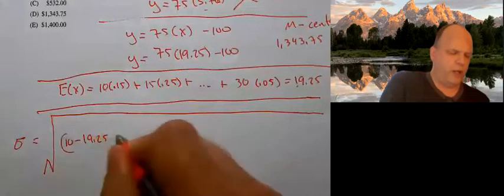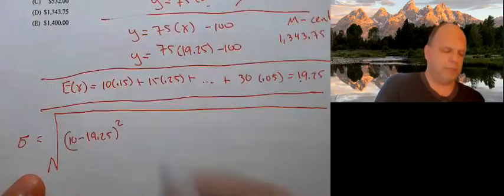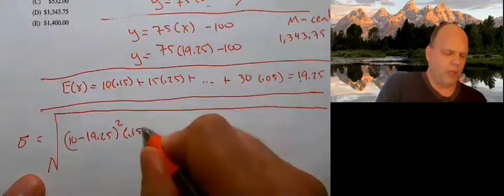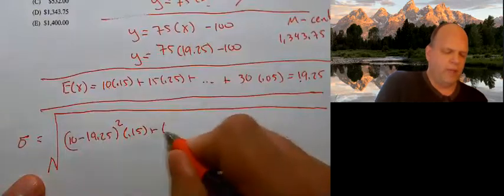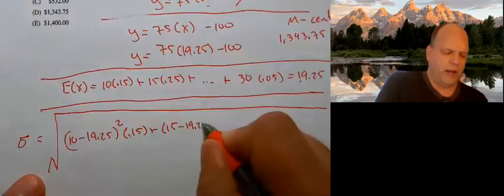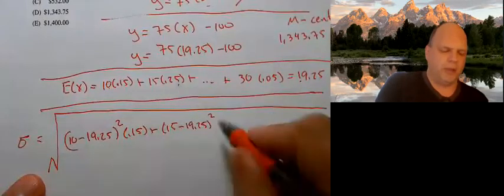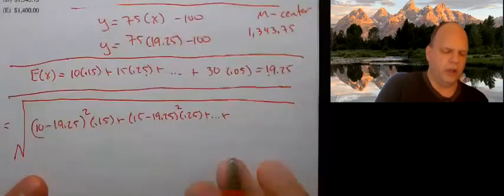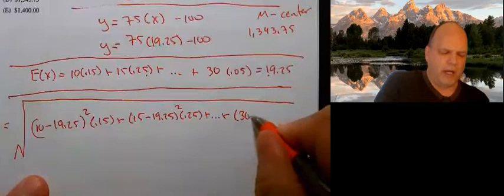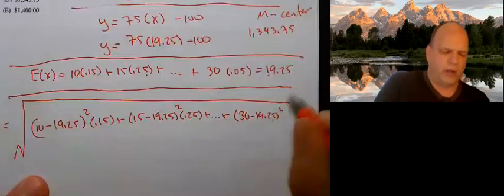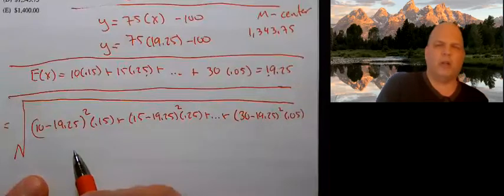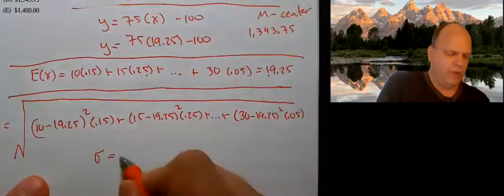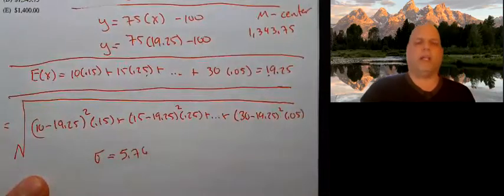I'm going to square it, and I'm going to multiply it by the associated probability, which is 15. Plus 15 minus 19.25 squared times the probability of 0.25, plus 30 minus 19.25 squared times the 0.05. And if I'd done all that work, I would have gotten 5.76 when I came back around.